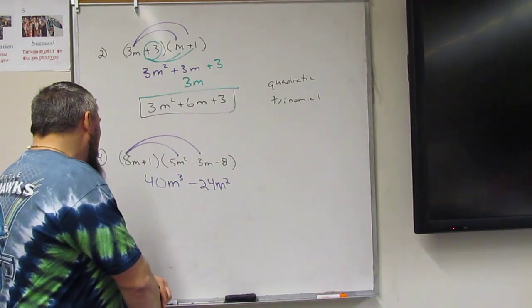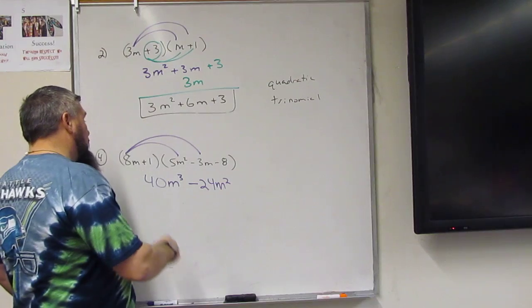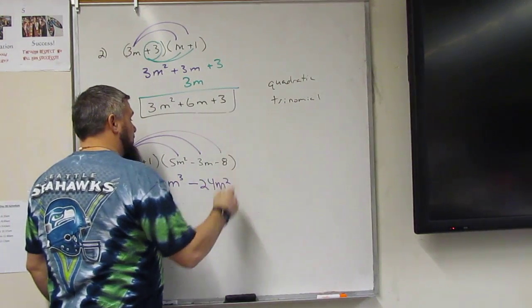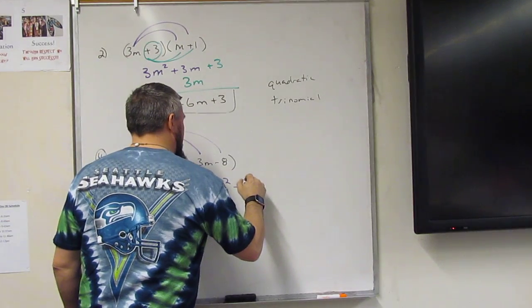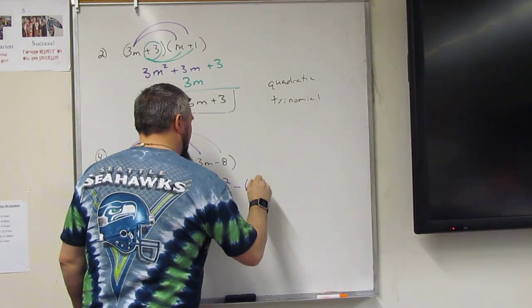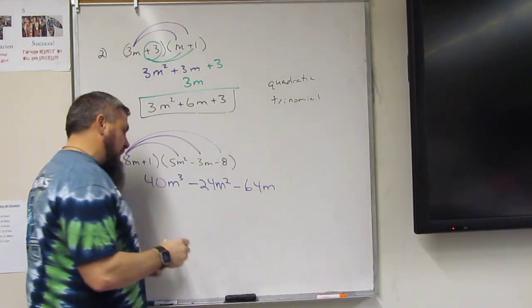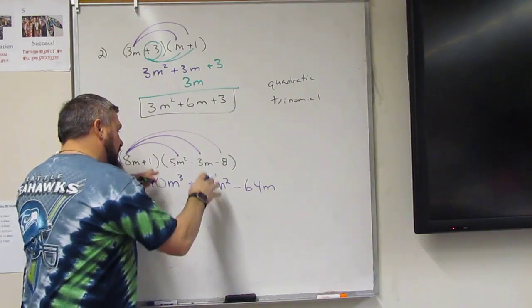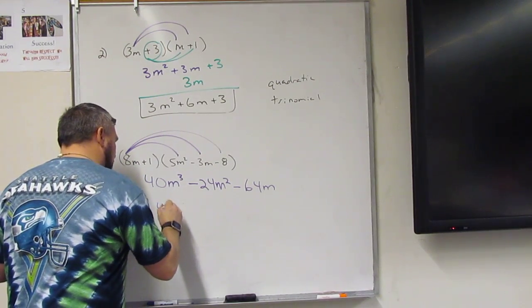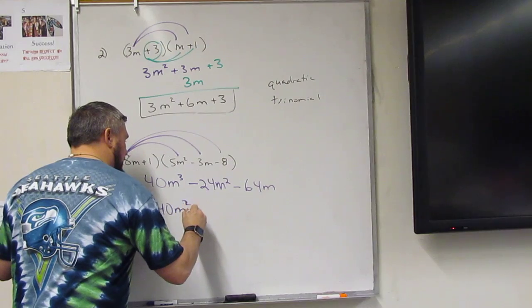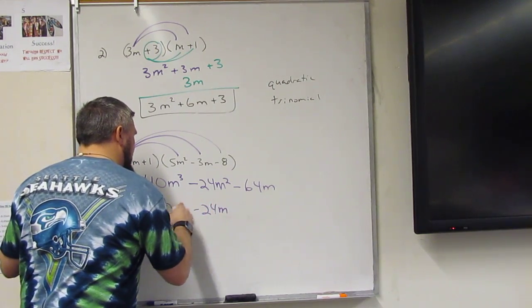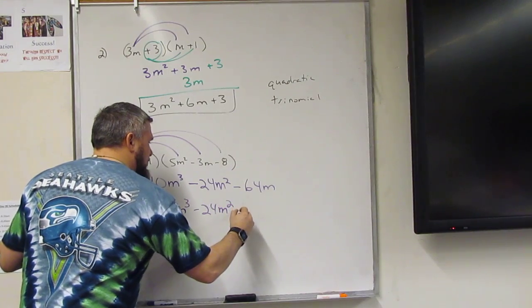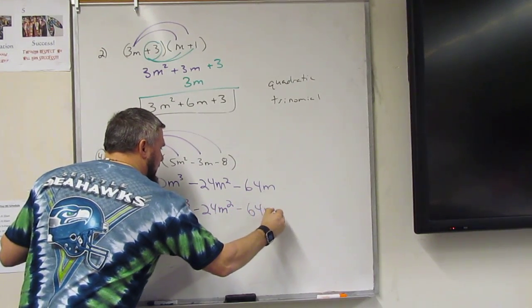Okay. So it would be 64m. So the next one would be 64m. Minus 64m. Okay? Now I'm just going to rewrite this down a little bit. 40m cubed minus 24m squared minus 64m.